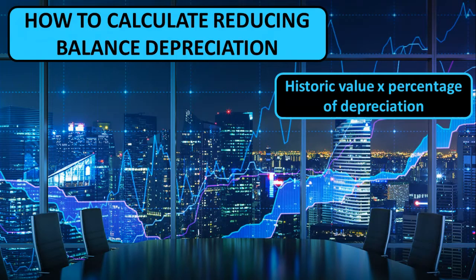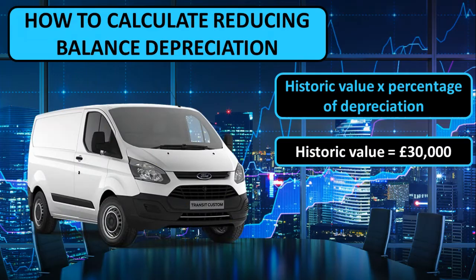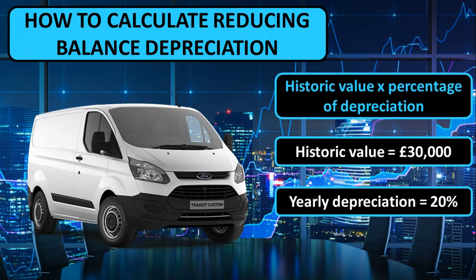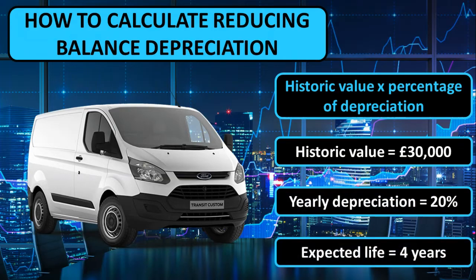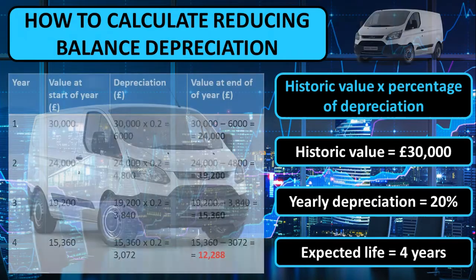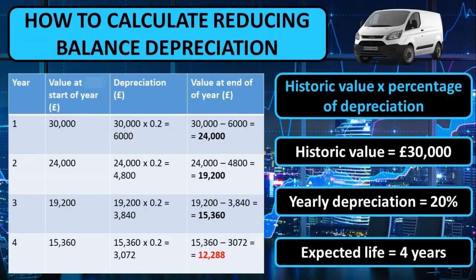Let's take the same scenario as we used for the straight line method. A bakery has purchased a van for its deliveries for £30,000. This means the historic value is £30,000. They expect the van to depreciate by 20% per year for the duration of its 4-year expected life within the business. The table shows how this calculation looks over the van's expected life of 4 years. We times each starting value by 0.2, as this is the multiplier that gives you a value of 20%. For example, if we wanted to reduce the balance by 10%, we would multiply the figure by 0.1.